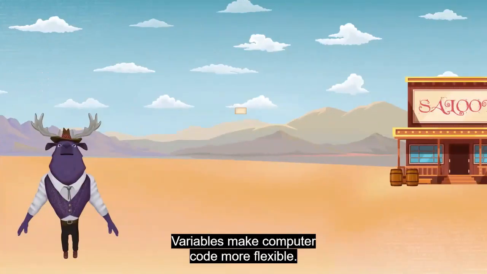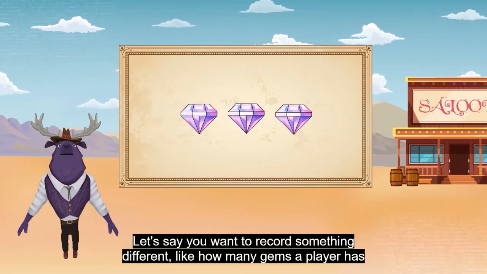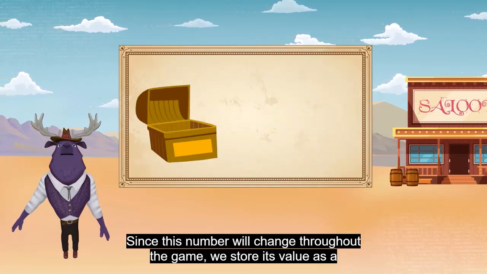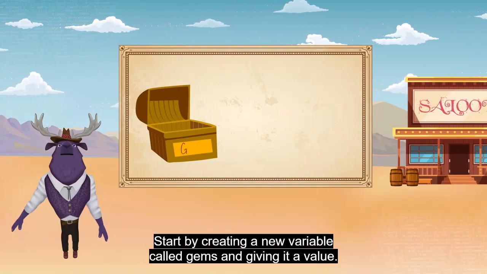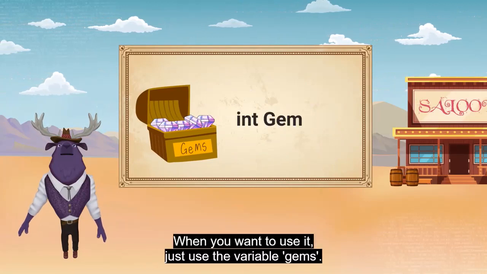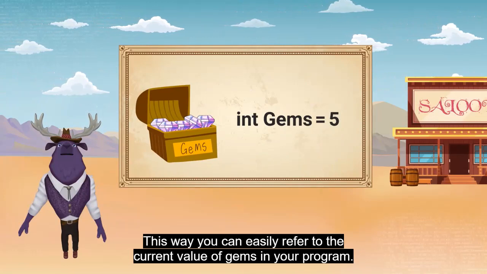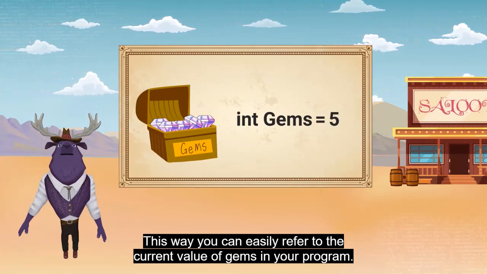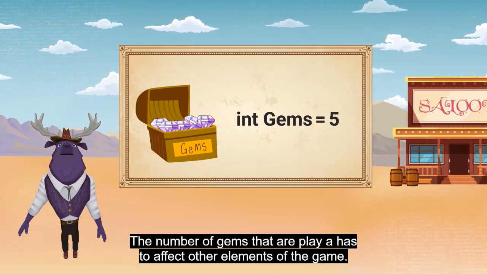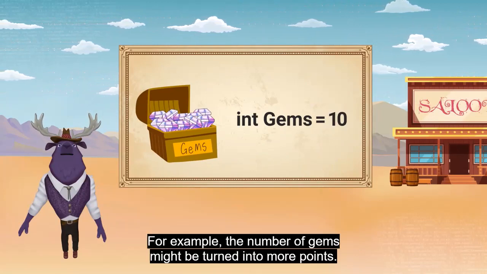Variables make computer code more flexible. Let's say you want to record something different, like how many gems a player has collected. Since this number will change throughout the game, we store its value as a variable. Start by creating a new variable called gems and giving it a value. When you want to use it, just use the variable gems. This way, you can easily refer to the current value of gems in your program. So, it's super easy to use the number of gems that a player has to affect other elements of the game. For example, the number of gems might be turned into more points.